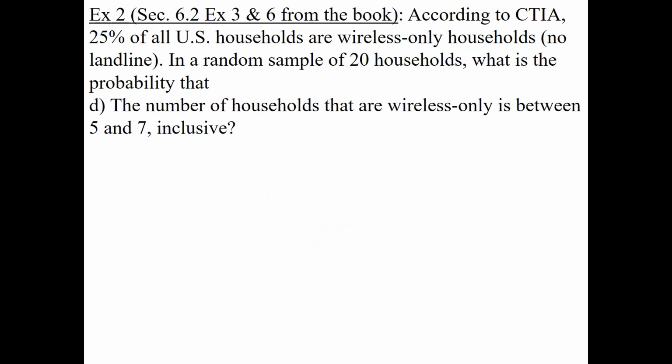So again, we're selecting 20 households, and it's asking to find the probability that the number of households among the 20 that are wireless only is between 5 and 7 inclusive. So what does between 5 and 7 inclusive mean? It means that exactly 5 are wireless only, or exactly 6, or exactly 7. You have to include the 5 and the 7. That's what inclusive means. So the notation for that is going to be probability x equals 5, or x equals 6, or x equals 7.